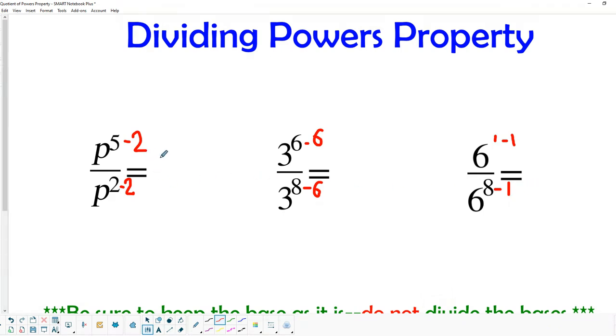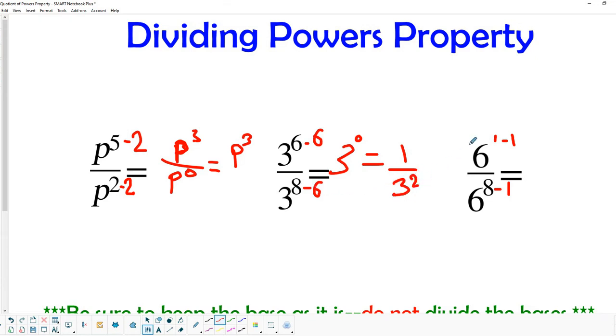And so when I do this, I end up with p to the 3rd, oops, almost put b to the 3rd, but p to the 3rd all over p to the 0. And p to the 0 is just 1, so my final answer is p to the 3rd power. Here I would have 3 to the 0 power, which equals 1. And on the bottom I have 8 minus 6, which is 2. So 3 to the 2nd power.